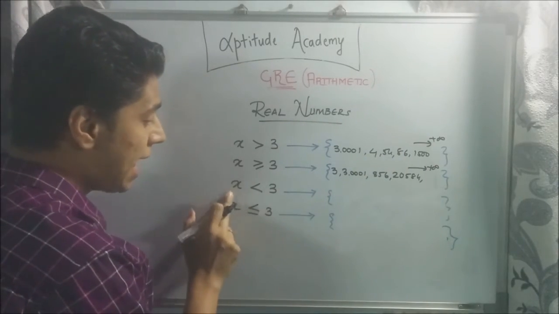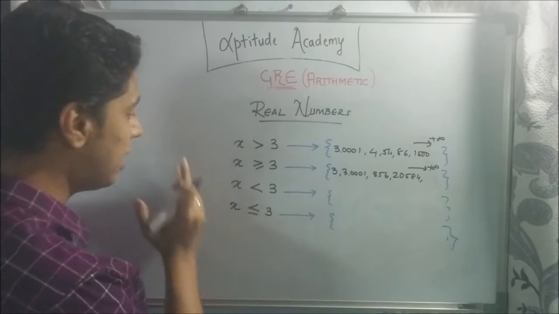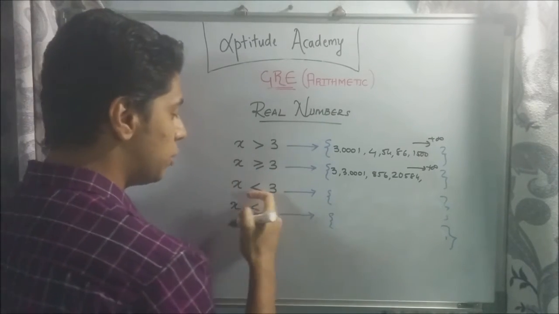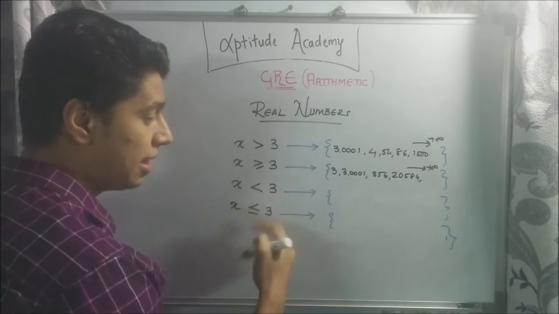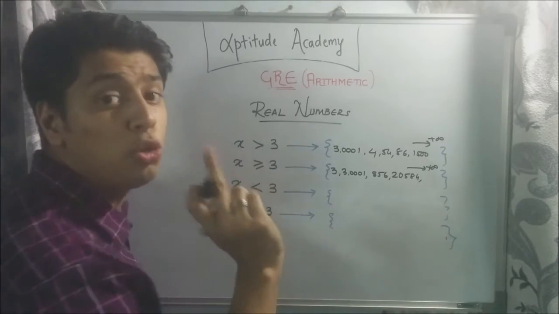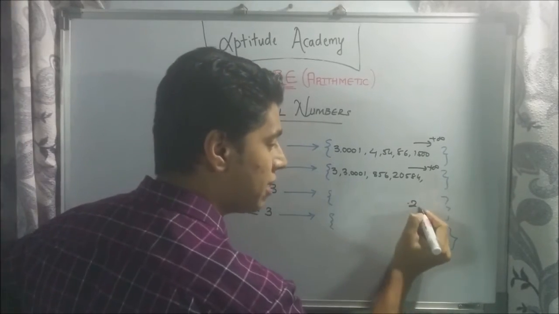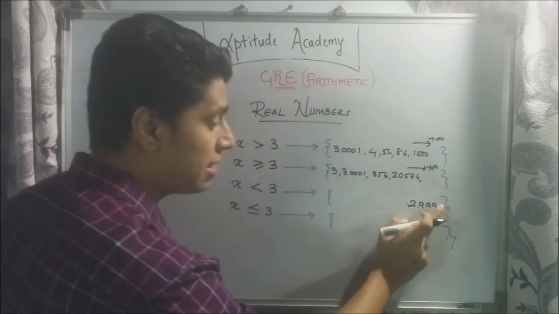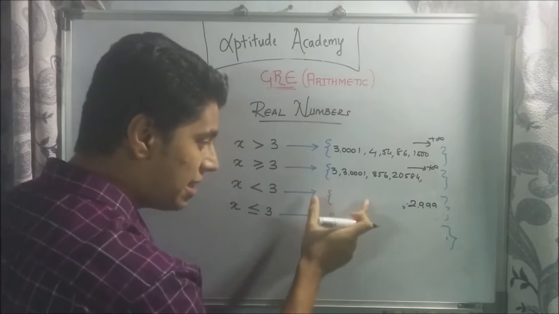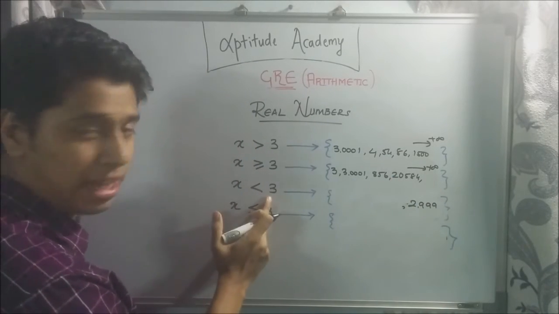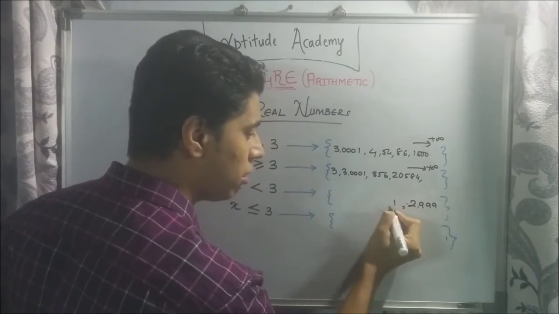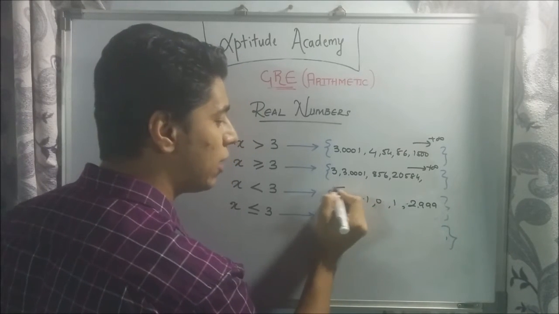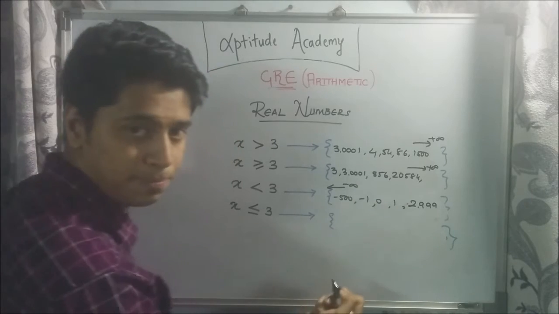Now, this one says x less than 3. So basically on 3, everything on the left hand side will be a part of this. So since it says x less than 3, the greatest number that can be in this interval will be 2.999. So you write that first, 2.9999. That's going to be the greatest number in this interval. Everything else is going to be on the LHS of 3. So this will be 1 and 0, minus 1, minus 500, whatever. It goes on till negative infinity.